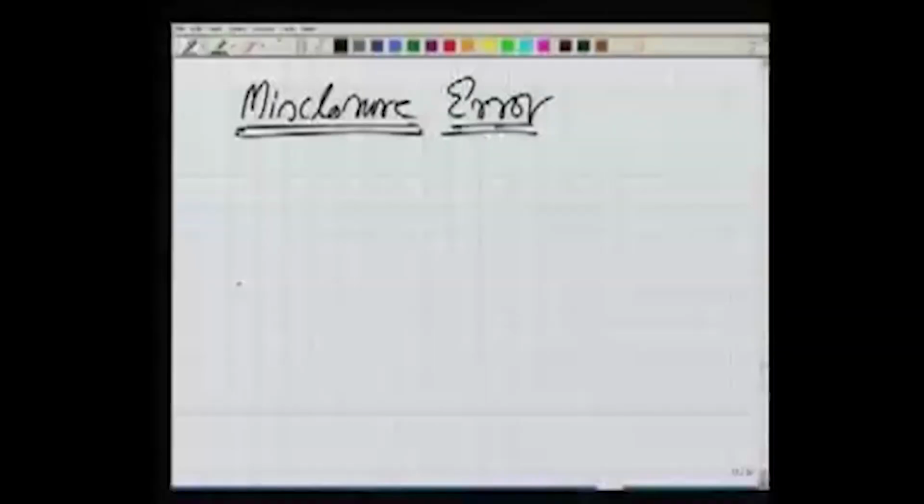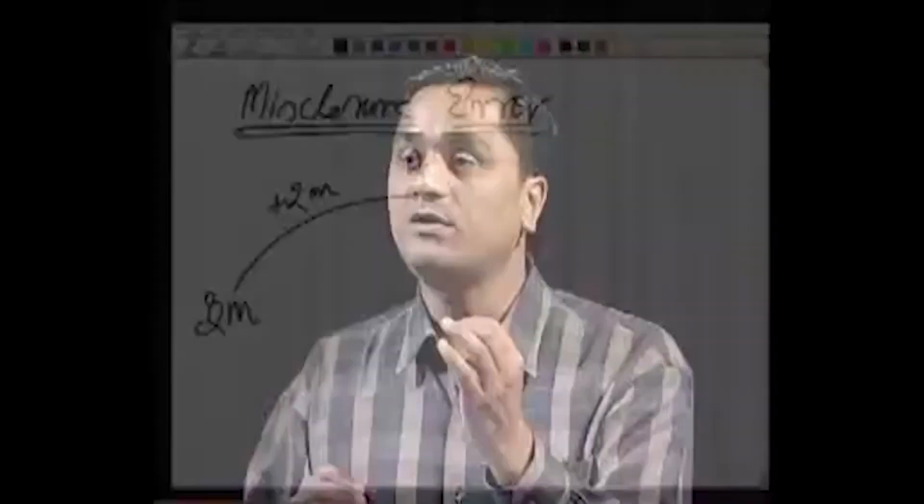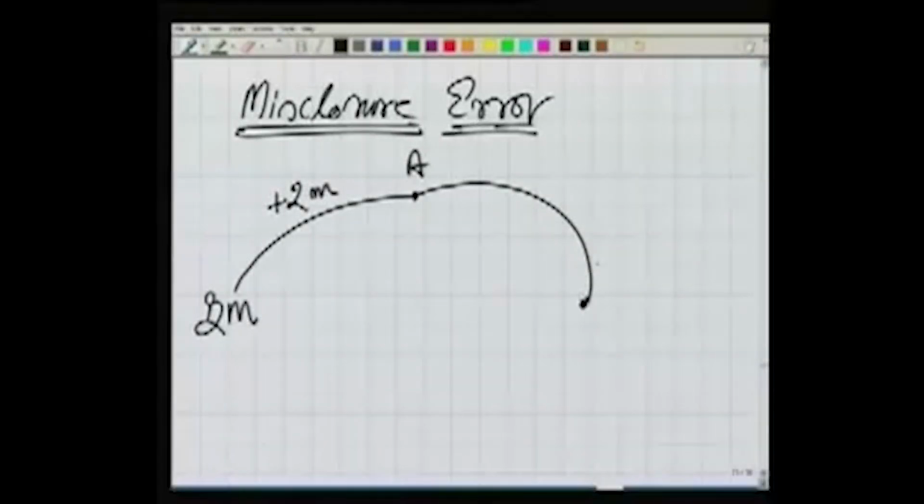I will give you one example. Let us say we start from a point which is a benchmark, and we go to point A, and the difference in elevation between these two is 2 meter. This is what we are observing. The moment I write 2 meter, I have observed the difference in elevation between these two points as 2 meter. Next I move to a point B and this difference is 3 meter.